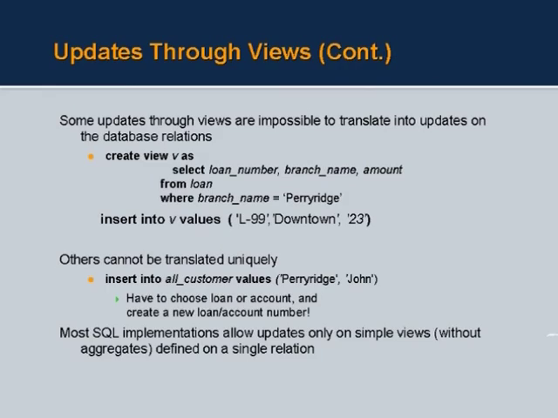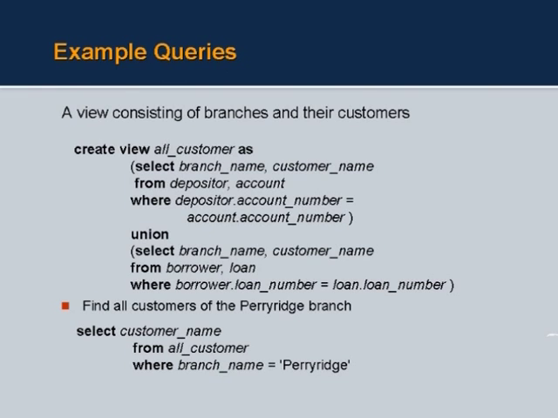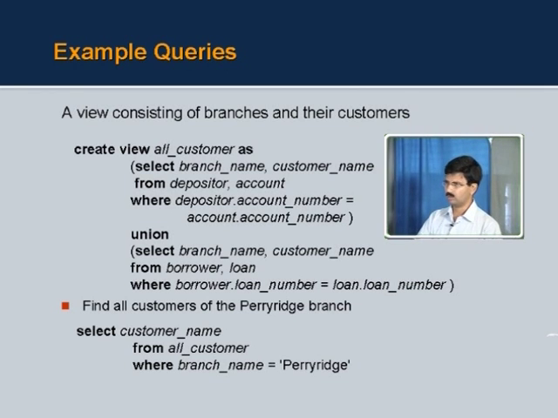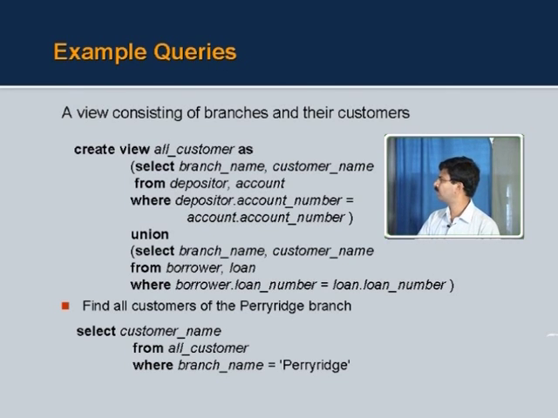So this view, all customers, let's go back up and see this. The all customers view does the following. It is a view consisting of branch and their customers. That customer might have a loan or an account or both. We don't know. So what the view does is it takes all the depositor account pairs and selects branch name, customer name. Similarly, borrower loan pairs and selects branch name, customer name. So the result of the view has branch name, customer name, but you don't know whether that particular customer had an account, a loan, or both.